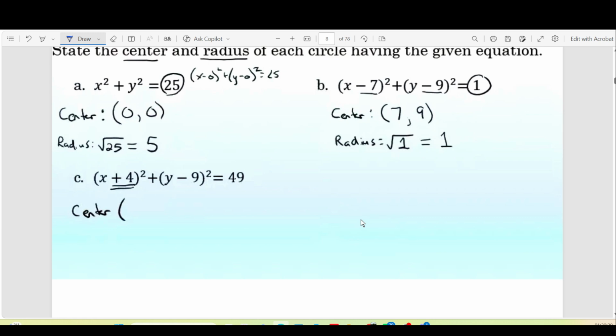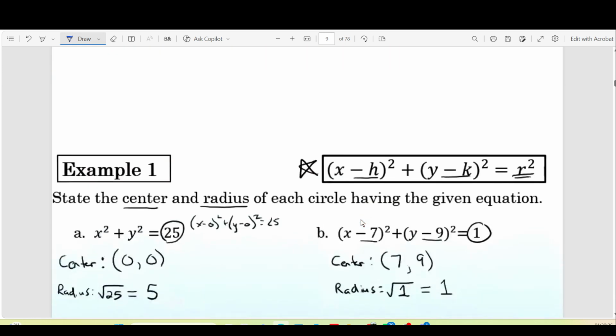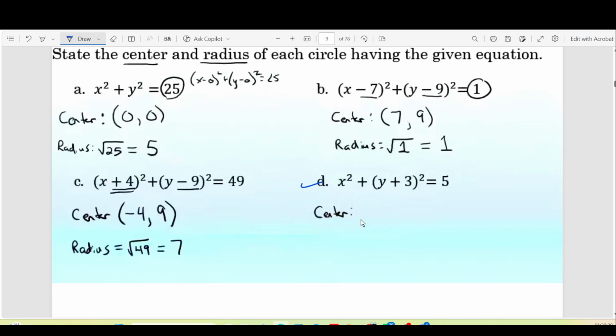Okay. What is the center here? Coordinates of the center: negative 4, 9. Yes, the radius is 7. Good. Let me go down. What about this one? 0 comma negative 3, and the radius is the square root of 5. Yes, the square root of 5 is the radius. Okay, great.